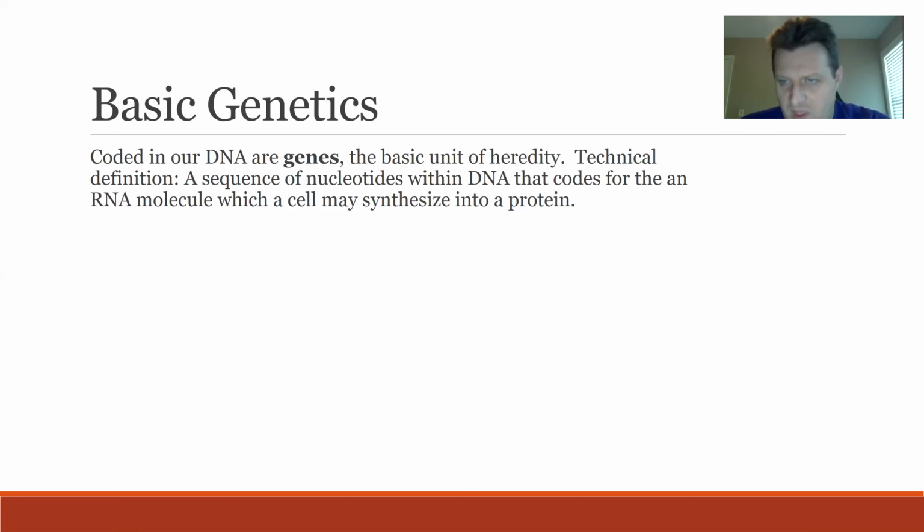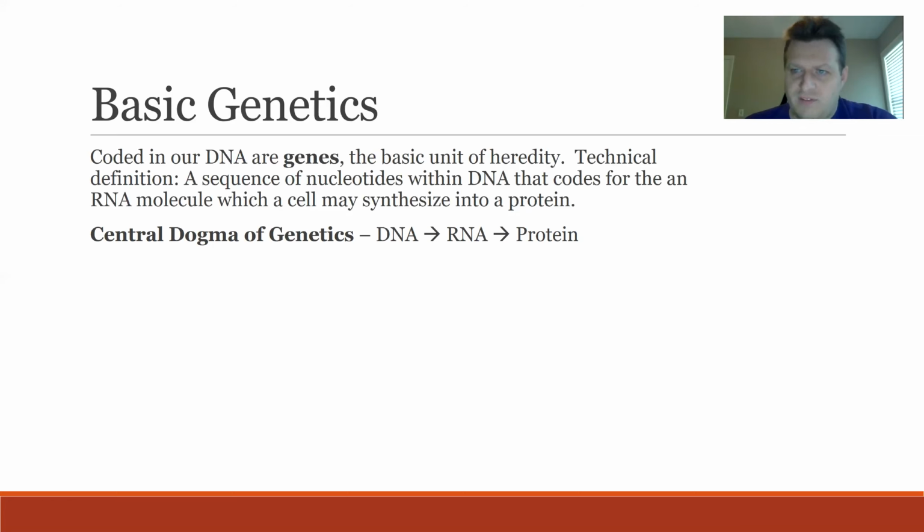What is this process? Well, this process is referred to as the central dogma of genetics. This is how most proteins are made. Things get a little bit more complicated if you get further on in genetics, but we won't talk about that. So this DNA resides in the nucleus of the cell. There's one master copy.